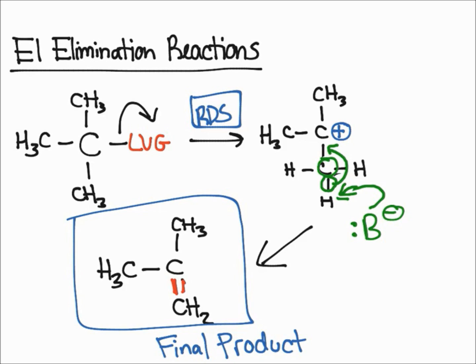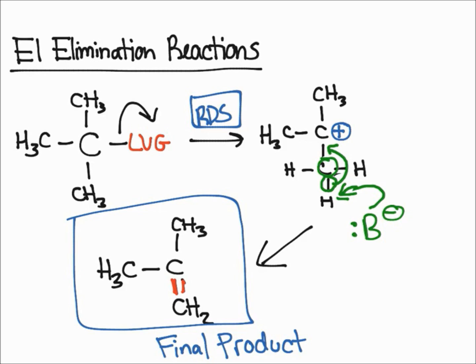Remember, if you're ever in a situation where you have to determine which double bond forms, you have to remember that the more stable double bond product forms. That's actually called Zaitsev's rule, which states that the predominant product in an elimination reaction is going to be the more highly substituted and more stable alkene. That's something we're going to talk about in the next video.